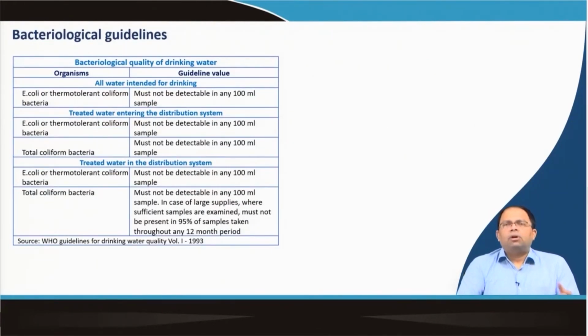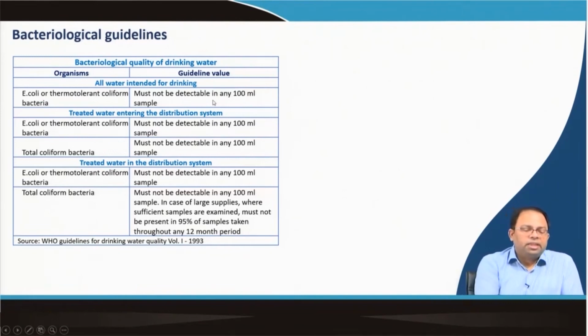So, in addition to all these chemical constituents, we also have guidelines in regards to bacteriological, in case of bacteria, and these guidelines are again more or less, you can see that most of these bacteria that are listed, this should not be detectable. For example, as you can see that E. coli or thermotolerant coliform bacteria, this must not be detectable in any 100 milliliter sample.